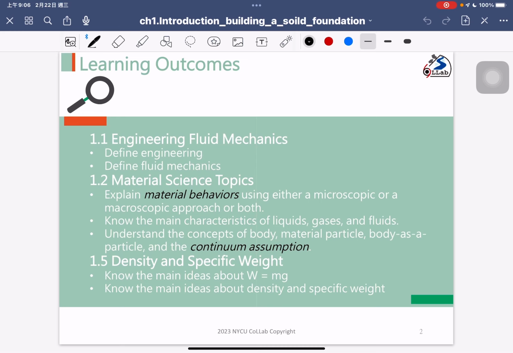One of the most important assumptions is what we call the continuum assumption. Later I will tell you why, and the major ideas behind the continuum assumption.